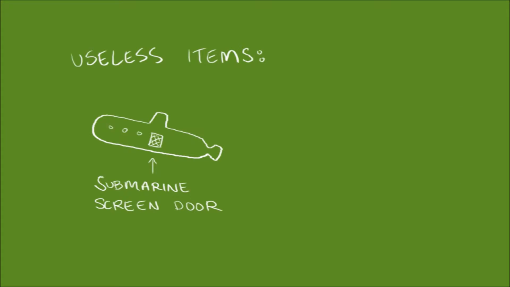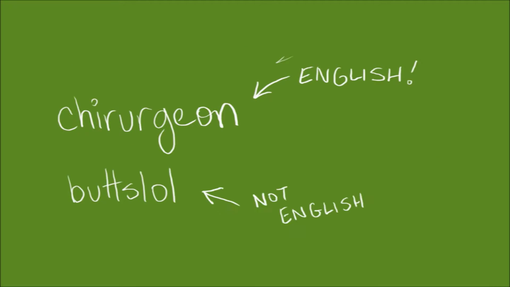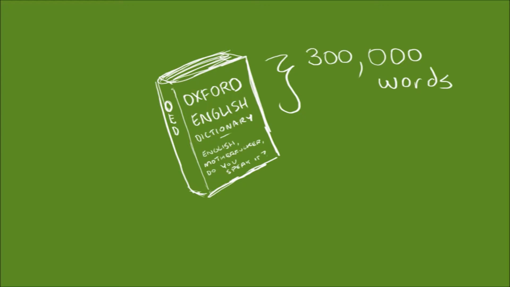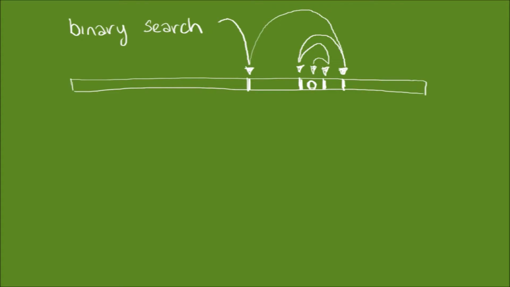Why would we possibly need a data structure that can only probably tell you if something is in a set? Let's construct an example. Let's imagine we need to be able to check if something is or is not an English word against the entire Oxford English Dictionary, all 300,000 words of it. At 1 byte per character and an average of 5 letters per English word, that gives us about 1.5 megabytes of data to poke through. A binary search through this list should take us about 18 string comparisons, but we can do better.